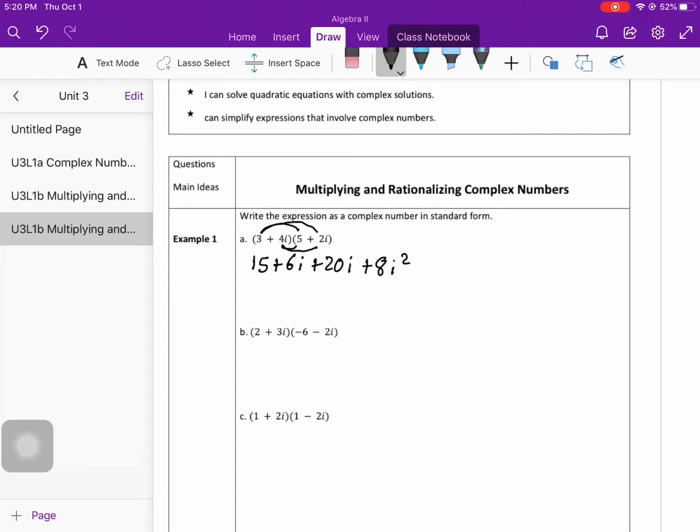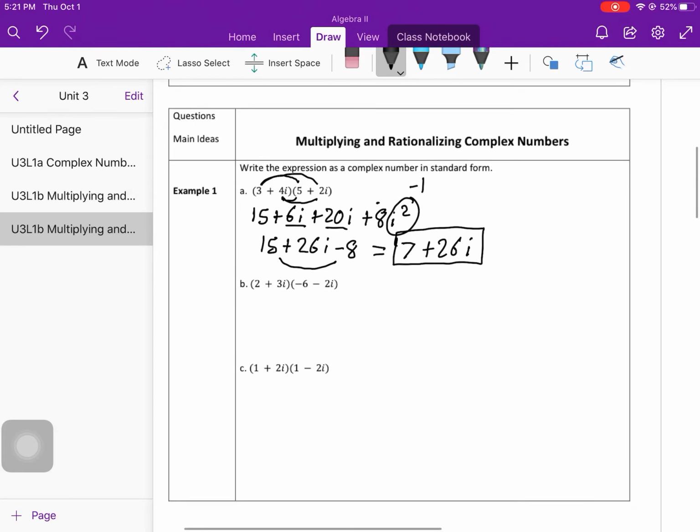Because remember, if you have two i's multiplying, you get i squared, just like if you were taking x times x. So then the middle part becomes 15 plus 26i, combine the like terms. Now 8i squared, remember this is the same thing as -1, so it becomes 8 times -1, which is minus 8. So now we can just combine like terms. So combine 15 and -8, we get 7 plus 26i at the end.